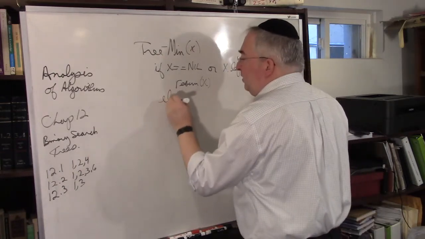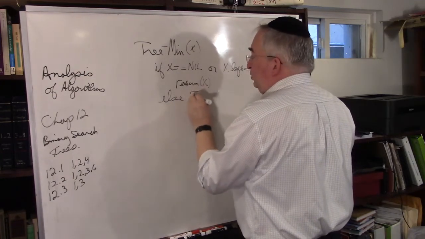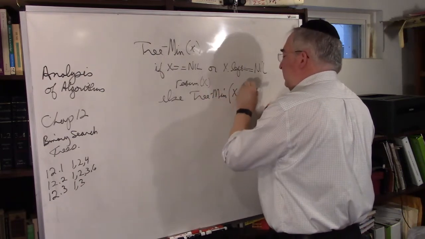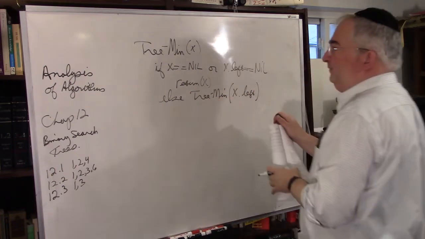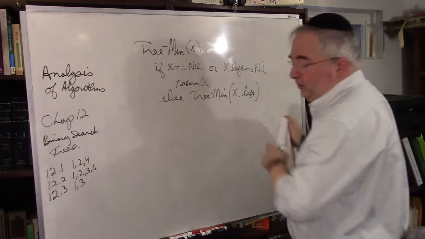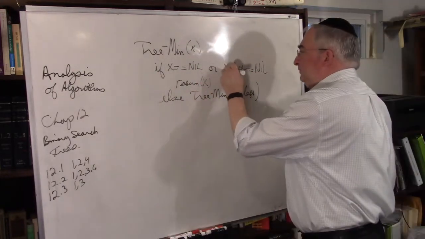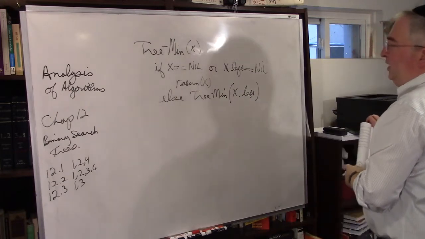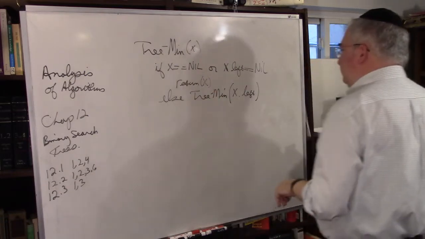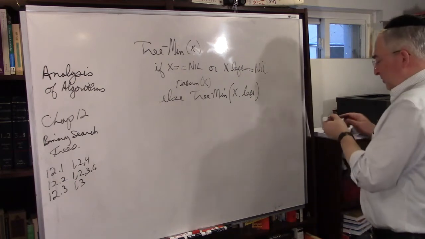Else, if you're not returning that, then tree min of x dot left. So that always calls the left child, left child, left child until it hits a nil. And when it hits a nil, it returns it. When he has no left children, when there's no one less than him, then he returns x. Okay, all right, good. Let's do tree max.